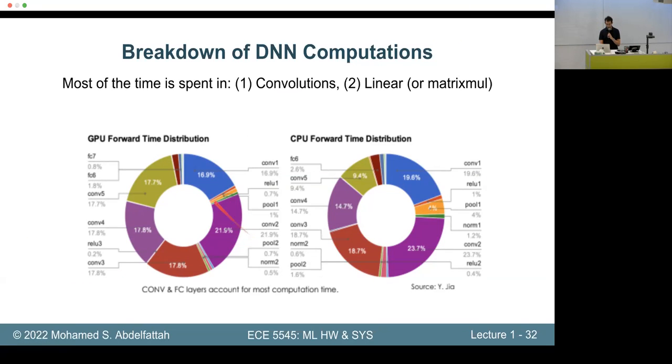And I have this somewhat blurry image of the breakdown of computations in a simple neural network on both the GPU and the CPU. What I want you to get from this picture, hopefully I'll update it, I don't think this is the best picture to show that, is basically that most of the time goes to the convolutions and the linear layers. So that's what this is showing on either the CPU or the GPU.